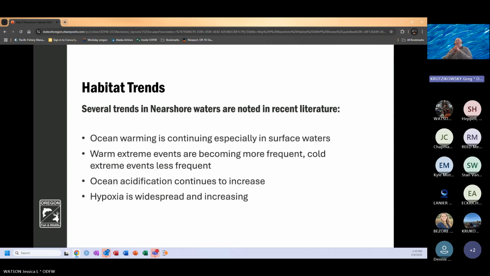So we have noted that there are some trends in the habitat, and there are several trends that have been noted in recent literature. Our oceans are continuing to warm, and this is especially the surface waters. The warm extremes and extreme events are becoming more frequent, and cold extremes are becoming less frequent. Ocean acidification continues to increase, and hypoxia is widespread and increasing in our marine environment.